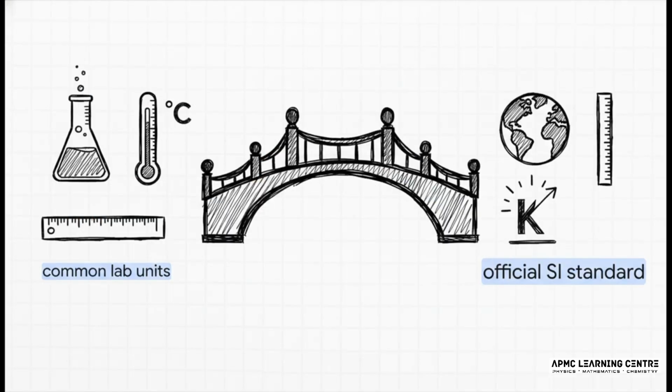Another huge part of good technique is knowing how to speak the universal language, even if your tools don't. Since scientists are constantly switching between common lab units and that official SI standard, we need a way to translate between them. The best way to think about it is that we're building these simple measurement bridges to make sure everyone, everywhere, is on the exact same page.